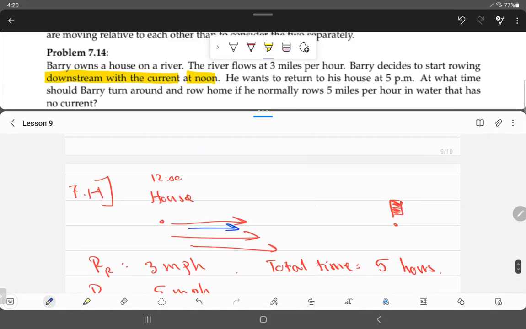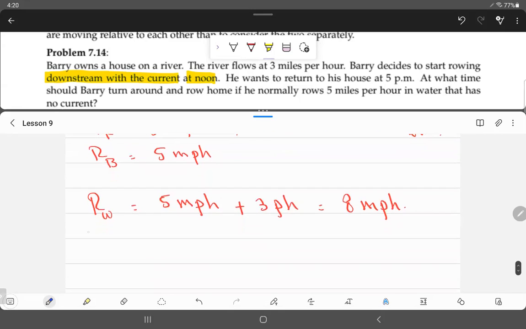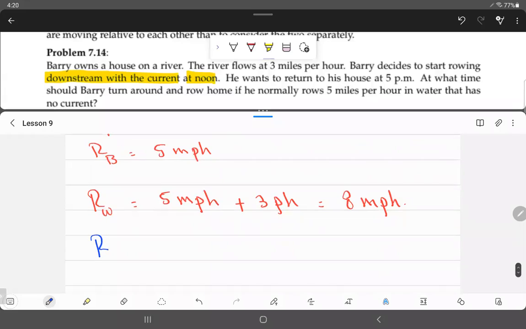But when he goes back, there's a resistance, right? So let me repeat this: the rate of him against the current, RA, I'm going to call it RA, is 5 miles per hour minus 3 miles per hour, which is 2 miles per hour. Do you agree?